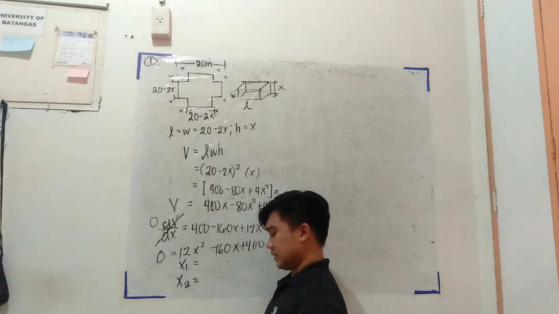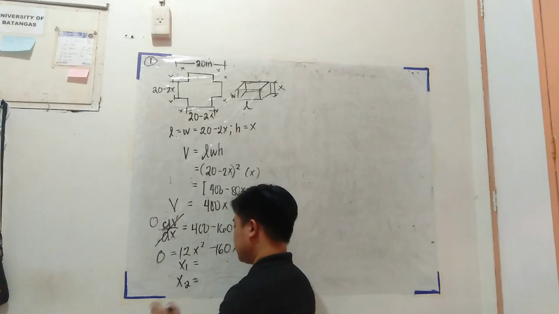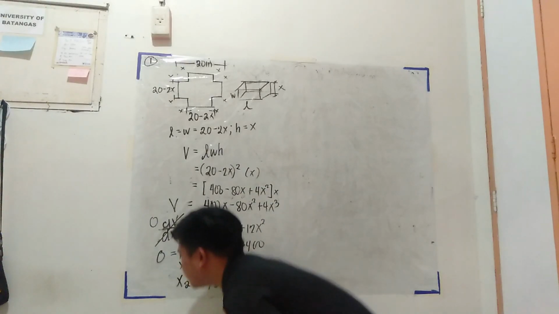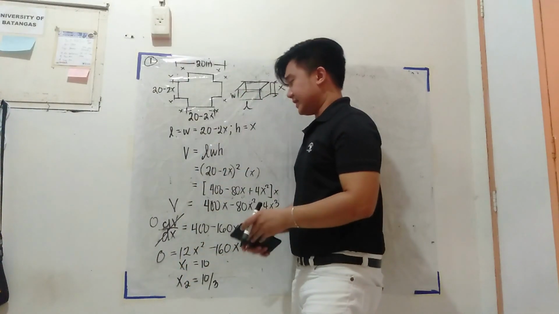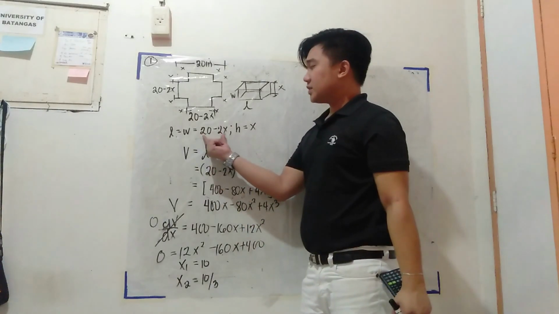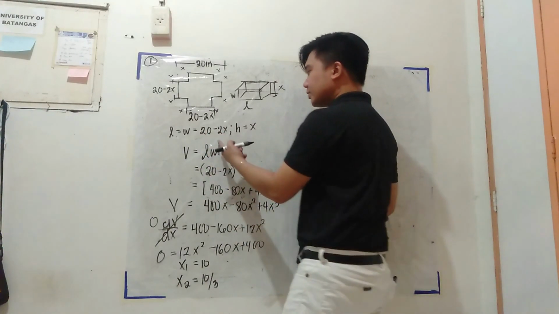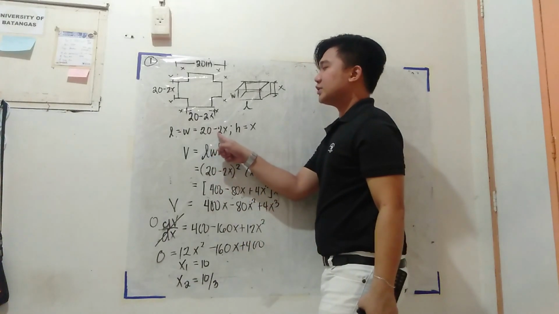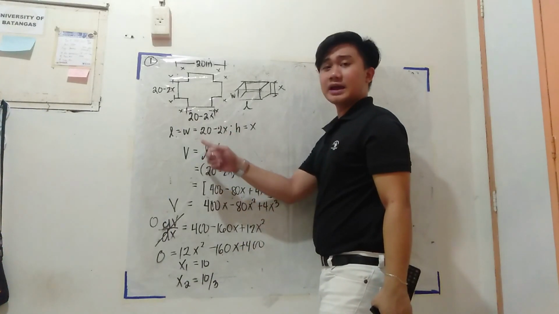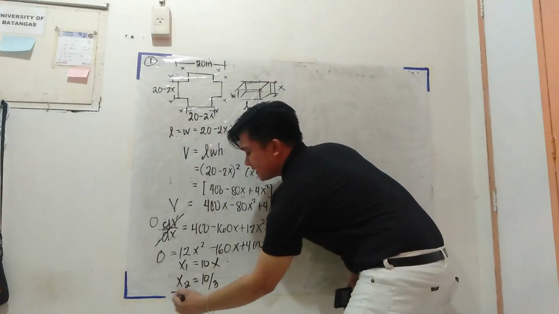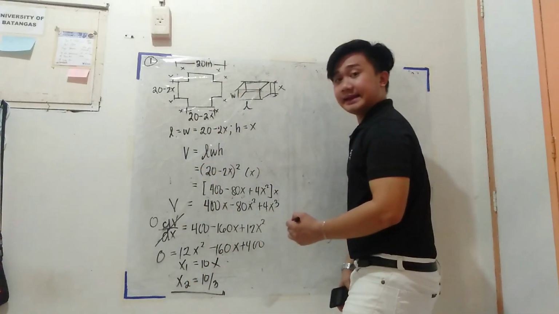So that is equal to 10 and 10 over 3. So, which of these values will be valid? Okay? Remember na yung isang side natin ay 20 minus 2x. So, kung 10 yung gagamitin ko, 20 minus 2 times 10, aba, wala ng length. So, invalid na to. Ang valid na answer is 10 over 3.